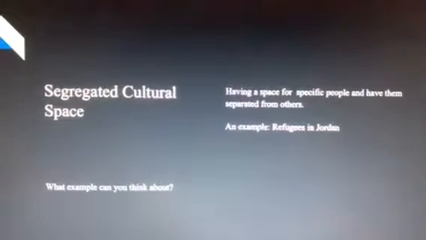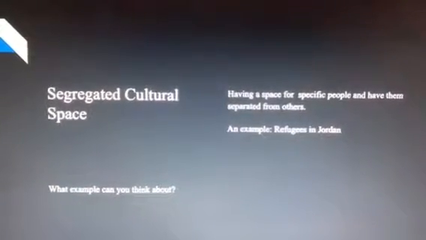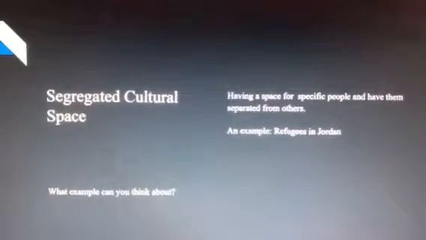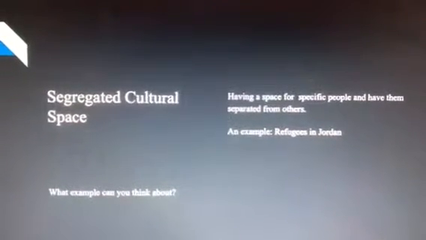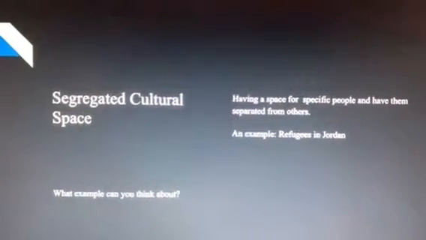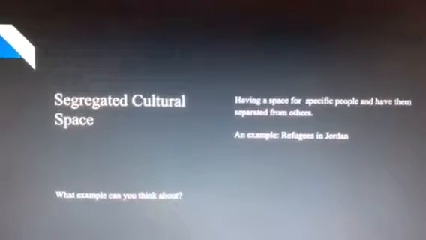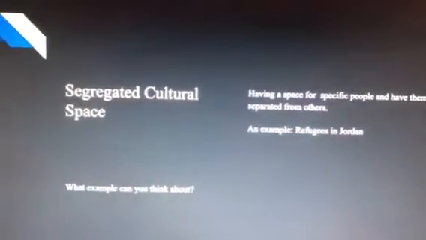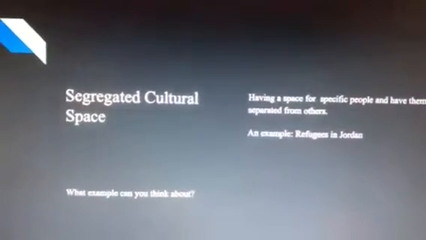Segregated cultural space. Segregation is based on social, economic, racial, ethnic, sexual, political, and or religious differences. An example of segregation is refugees in Jordan. We have a specific place where refugees stay. Do you have an example? Do you think there is an example you could give me about segregation of cultural space?